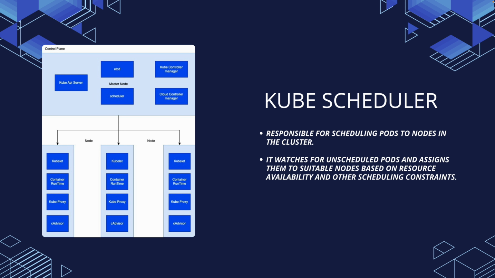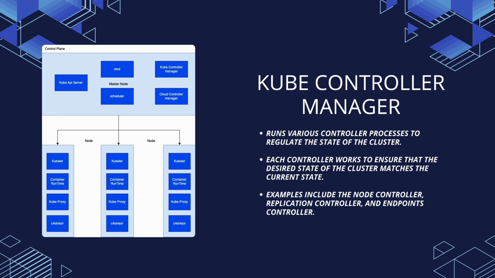Then we have the Kube Controller Manager. It runs various controller processes to regulate the state of the cluster, examples being the node controller, replication controller, or endpoints controller. These controllers work to ensure that the desired state of the cluster matches the current state.